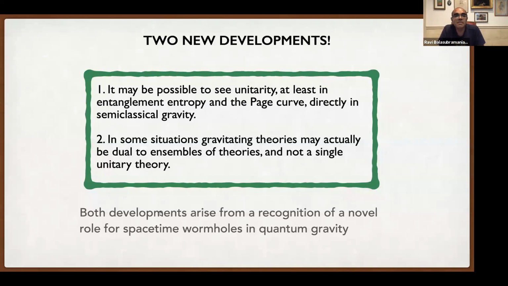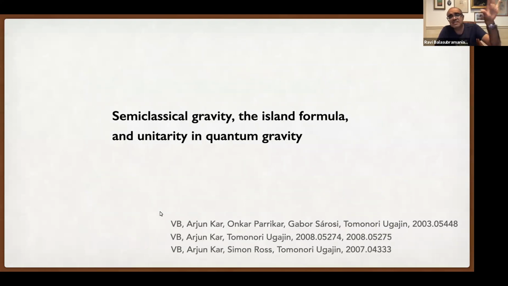But at the same time, we've also learned that some gravitating theories appear actually to be dual to ensembles of theories, not to a single unitary theory. So these two points are somewhat in tension with each other, as I will discuss later in the talk. And what's interesting is that both of these developments, this unitary Page curve and this ensemble description of gravitating theories, arise from a recognition of a novel role for space-time wormholes in quantum gravity. So the same phenomenon, these space-time wormholes, seems to be producing these two results that are slightly pushing against each other, as I will discuss in a bit. So I'm going to discuss that set of ideas today.